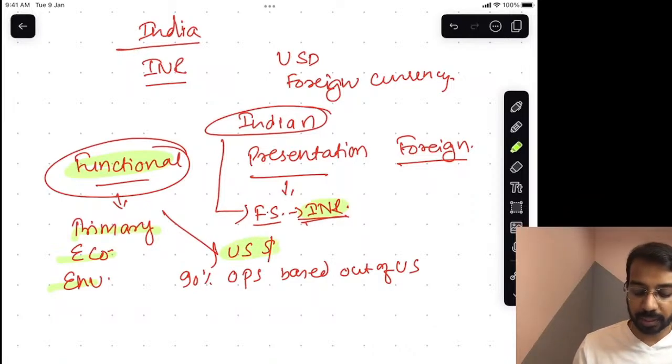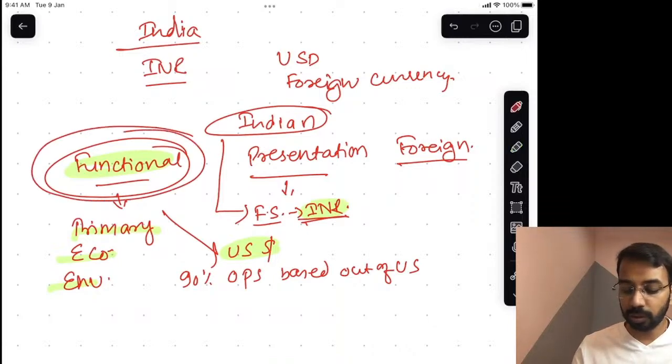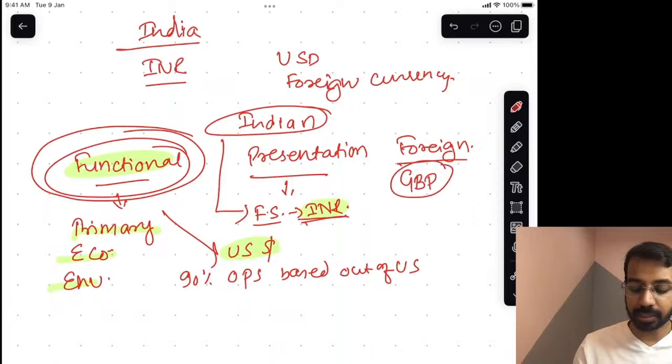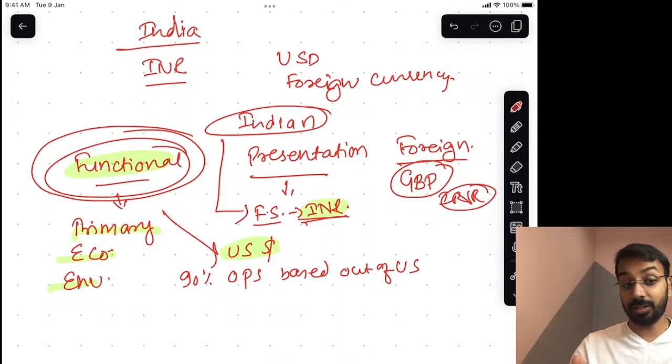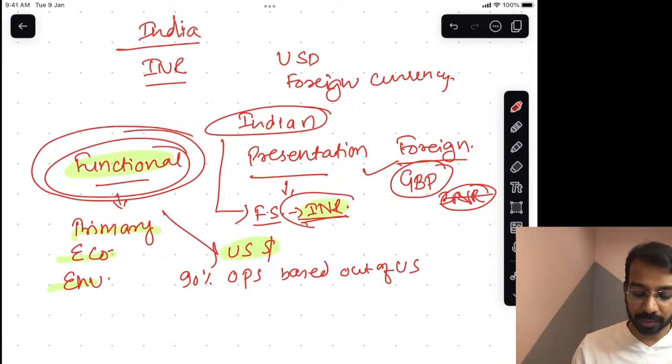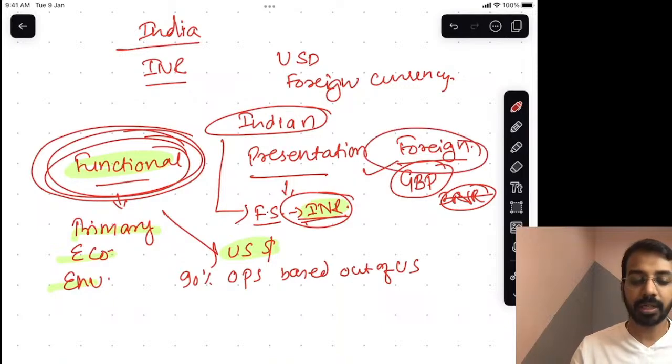So then what is foreign currency? Foreign currency is any currency other than the functional currency. So GBP can be a foreign currency. In fact, INR also can be a foreign currency for transaction accounting purposes, but we will not complicate the thing. GBP, let's say, is the foreign currency. So you have the presentation currency, you have the functional currency, and you have the foreign currency.